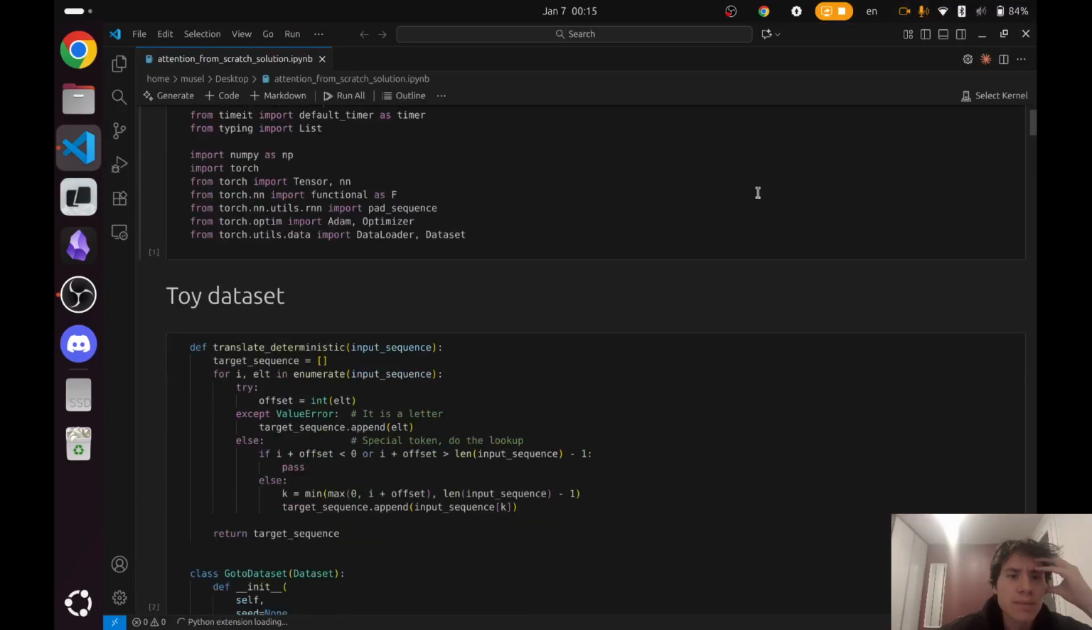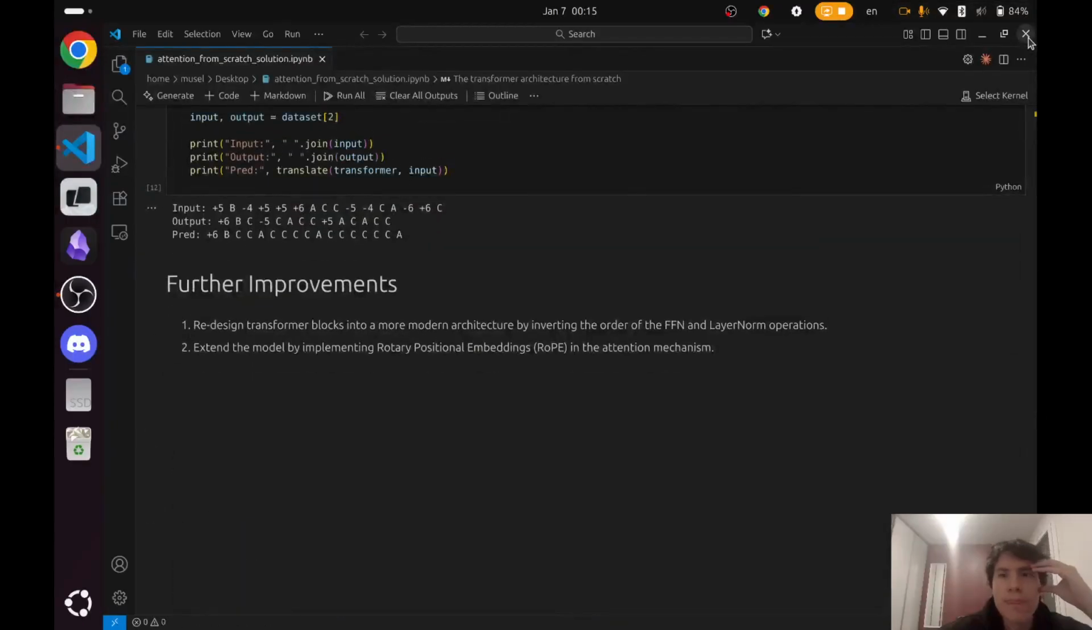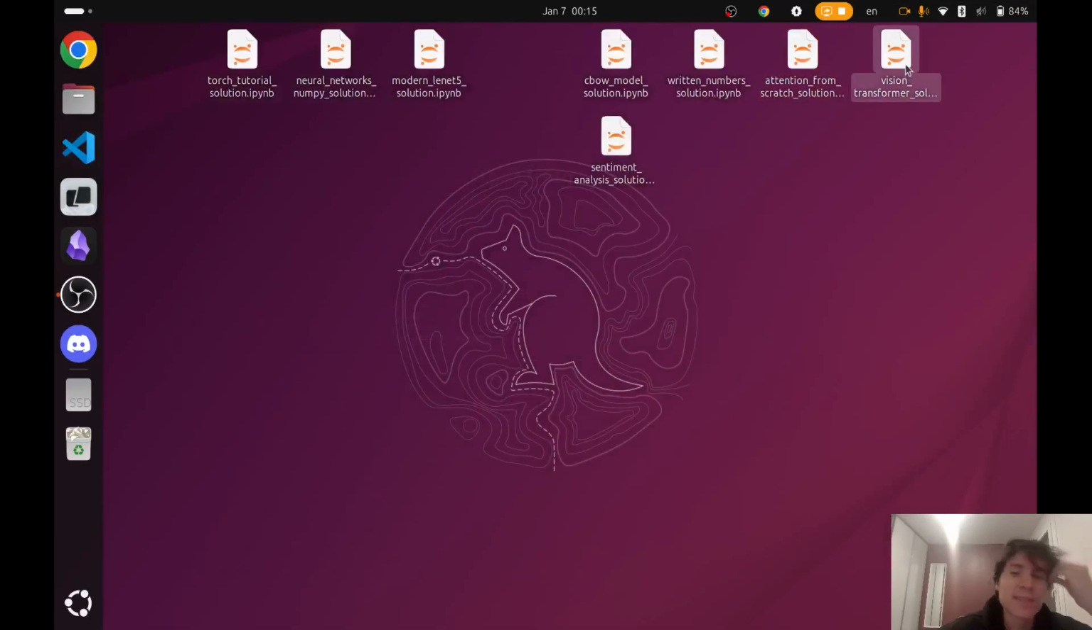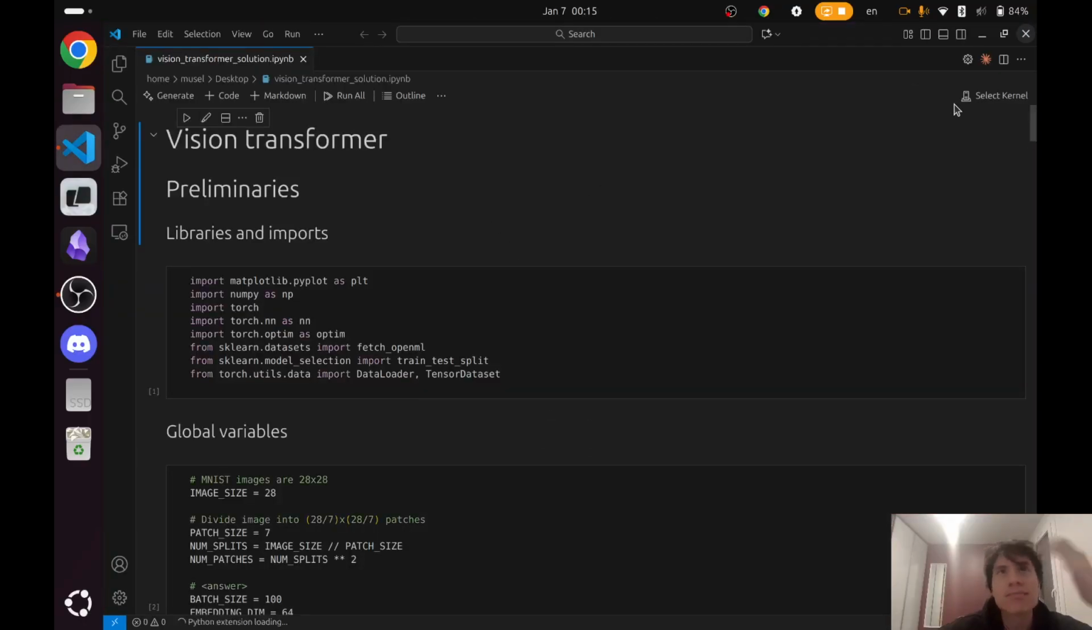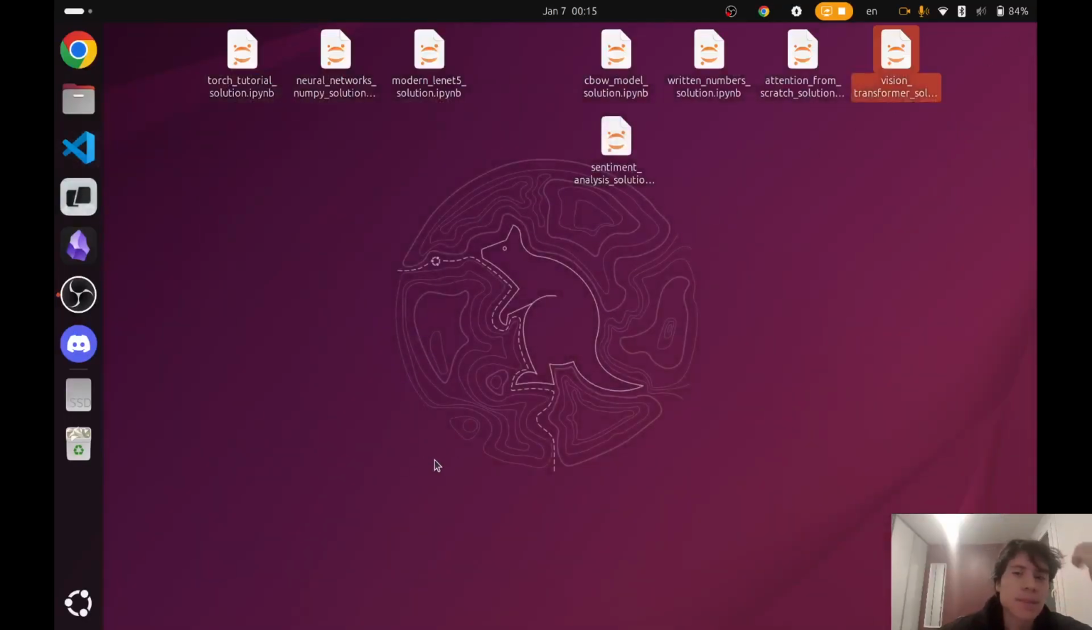What is this one? Also about the attention. But this is with a deterministic dataset. So it's like a machine code, something like this. And this is a vision transformer. Alright. That was basically it.